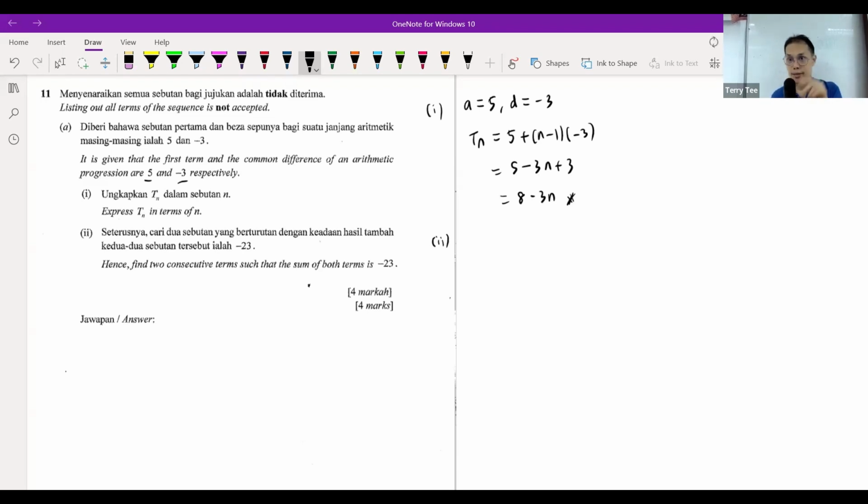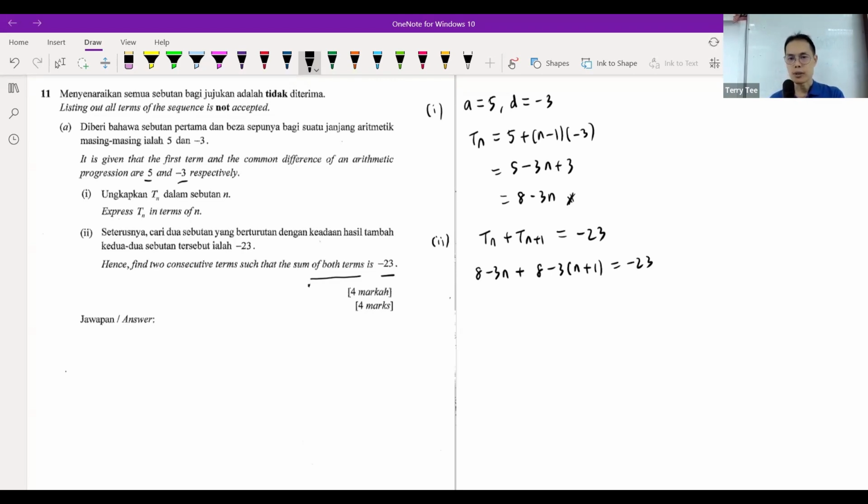Now then they say find 2 consecutive terms such that the sum of both terms is -23. Now, I don't know which 2 terms add together gives -23, but I do know they can be Tn and Tn plus 1. So maybe n can be 7 or 10. The n plus 1 would be 8, or the number after that. So these 2 add together gives us -23. So just sub inside. So you get 8 minus 3n. This one keep it as n. The next one I will use 8 minus 3, replace this with n plus 1. Our job is to solve for n, right?